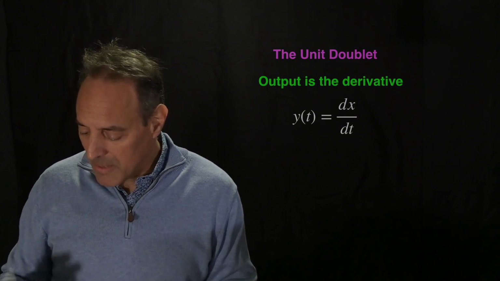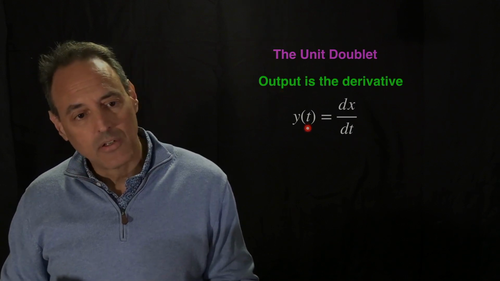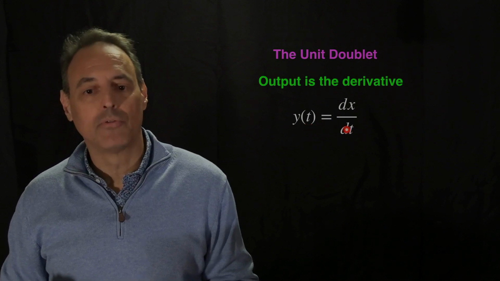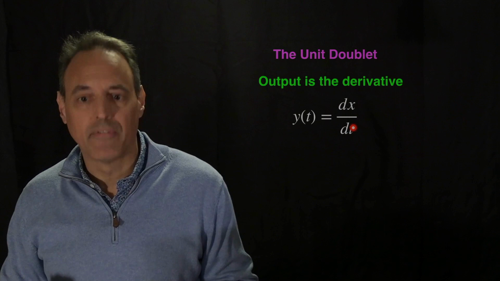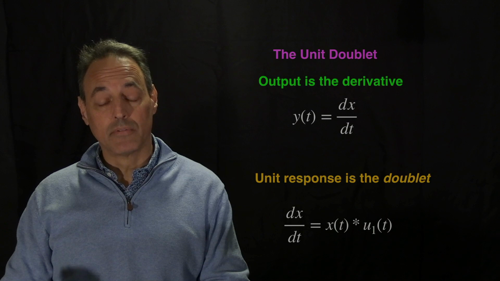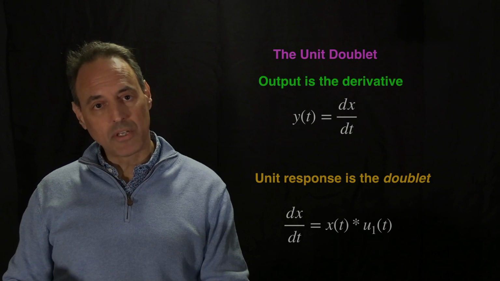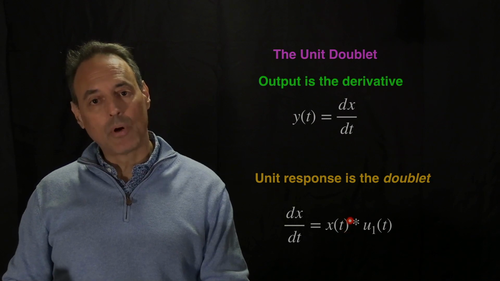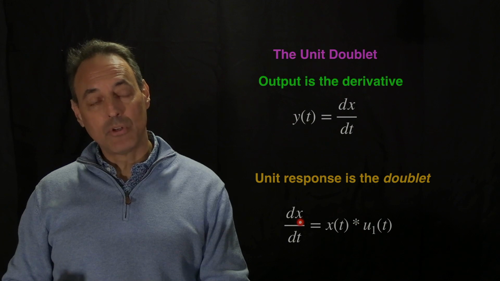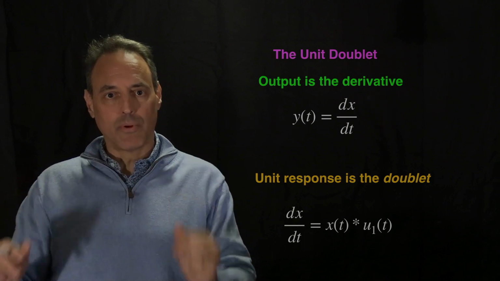So the unit doublet. Here what we're looking at is a function that essentially gives back the derivative of x. So in other words, I put in the signal x, what comes out is its derivative, okay? So another way to say that is, what I'm looking for from a signal processing point of view is I'm putting in a signal x, I want to ask the question, what do I have to multiply this by? Let's call it u1(t), so that it produces the derivative. In other words, the response is to produce the derivative of this function.